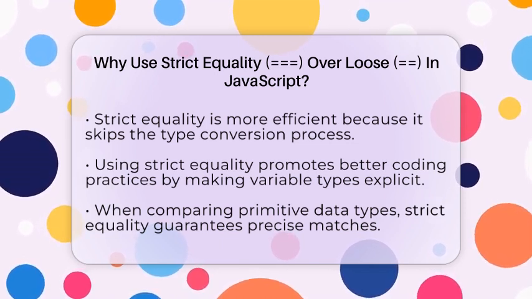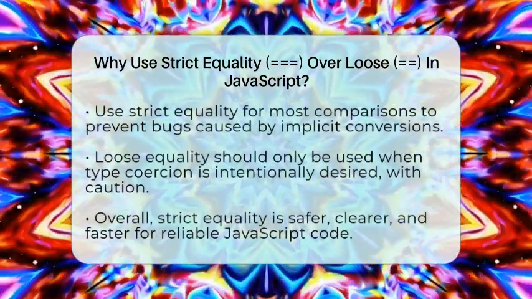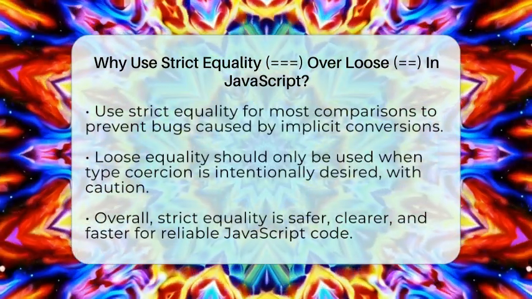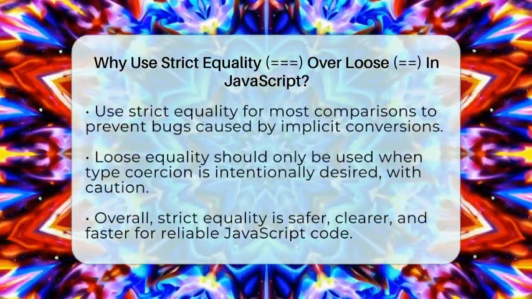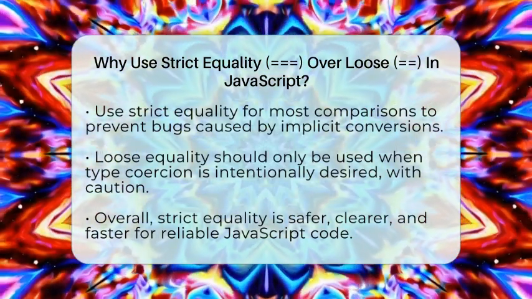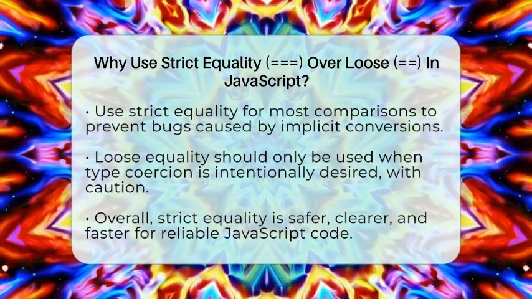In JavaScript, there are primitive data types like numbers, strings, booleans, null, undefined, symbols, and big integers. When comparing these types, strict equality makes sure both the type and the value match. This helps you understand how data behaves and interacts in your code.